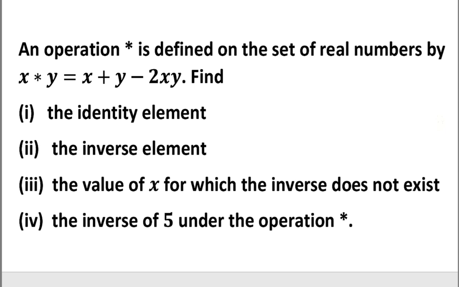Today we have a very good question on the binary operation, which I'm going to be solving today. The question says an operation asterisk is defined on the set of real numbers by x asterisk y equals x plus y minus 2xy. And we are asked to look for the identity element and inverse element and so on. So I'm going to start with the first thing there.